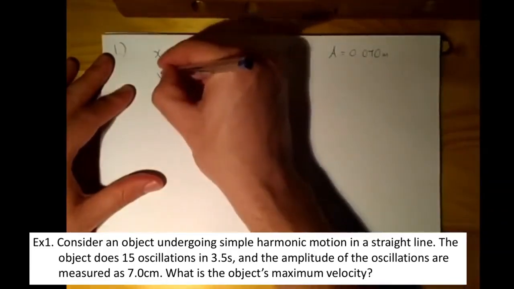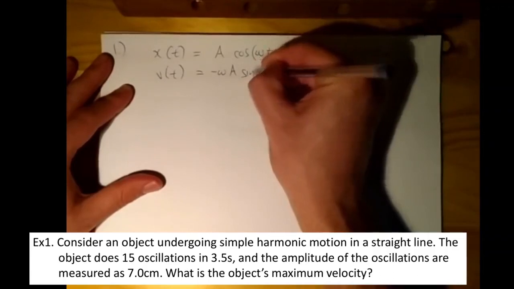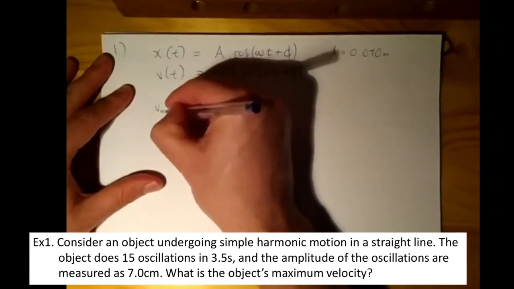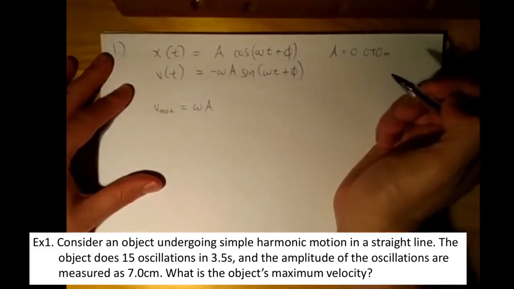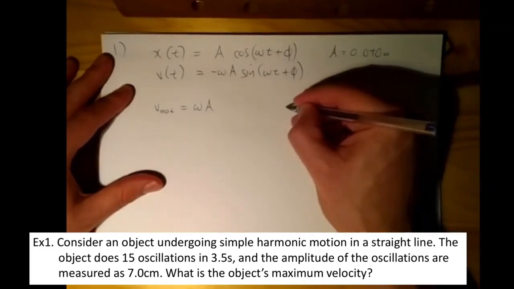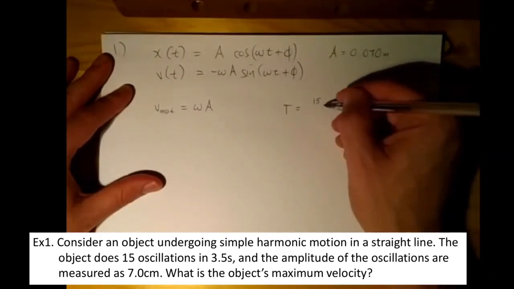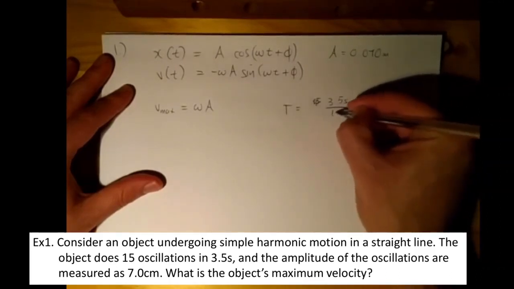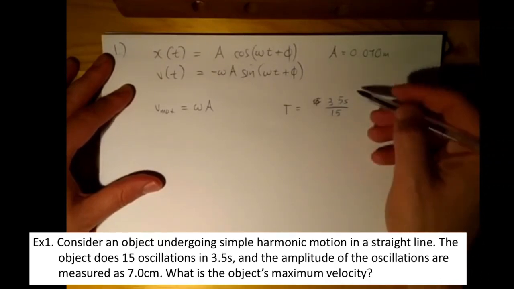Okay, and the velocity, we know, is just a derivative, so that's minus omega A sine of omega t plus phi. And V max, the maximum velocity, is in other words omega A. I have A, but I don't have omega. But what do I know? I know that the period is going to be 3.5 seconds divided by 15. It takes that long to do this many oscillations, so this should be the time of one oscillation.